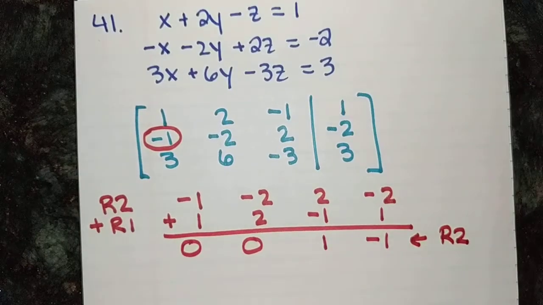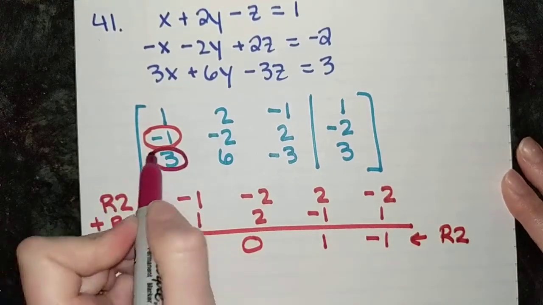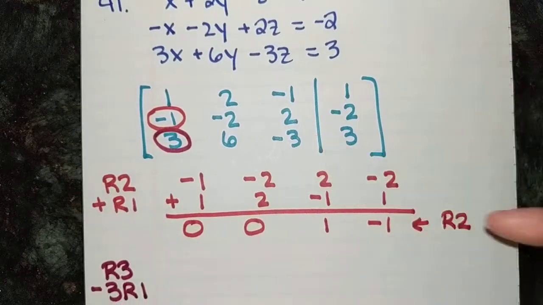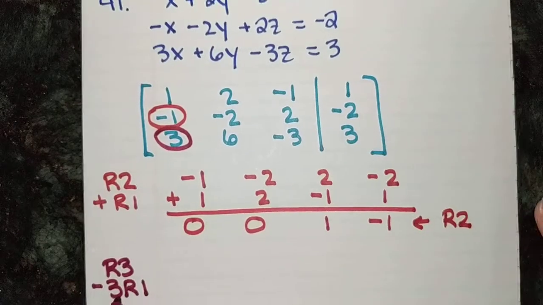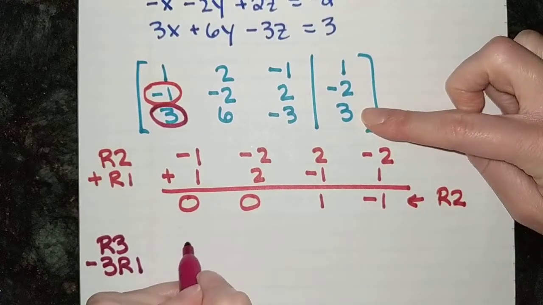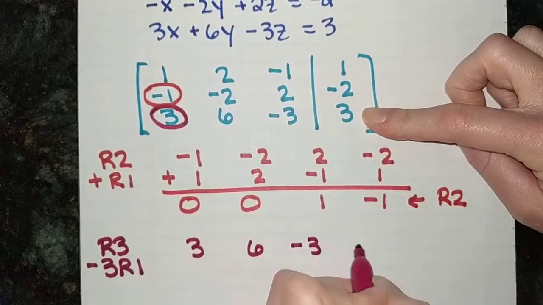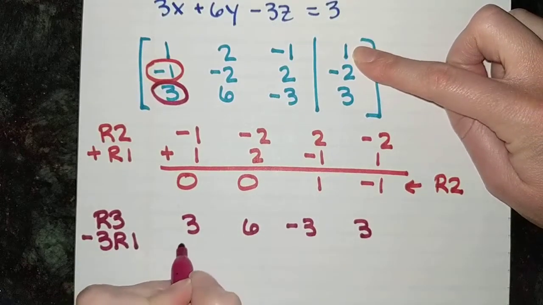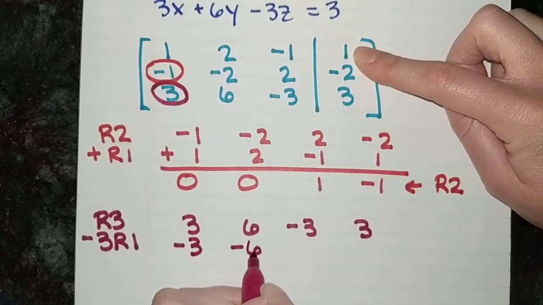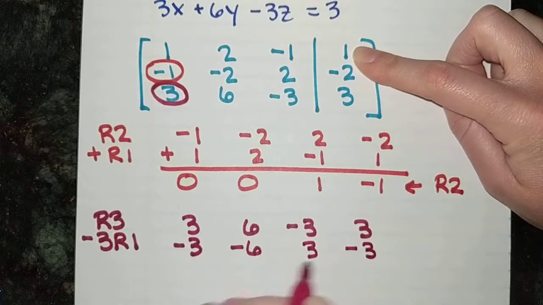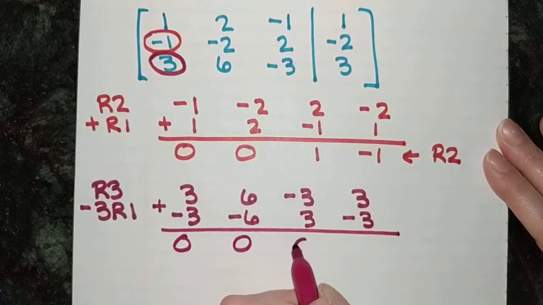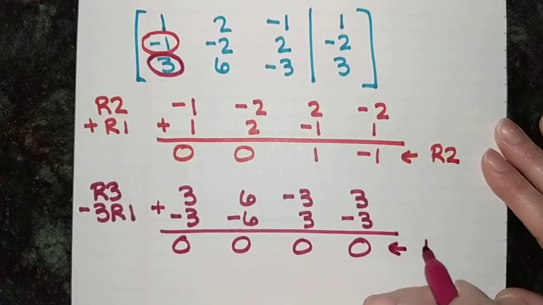Now, while we are at it, let us look at row 3, which also needs a 0. So we'll take row 3 and then minus 3 times row 1. And then that will give us a 3 minus 3, which will cross to 0. So we take our row 3, which is 3, 6, negative 3, 3, and then we multiply row 1 by negative 3. So that gives us negative 3, negative 6, positive 3, negative 3. And we add those two together to get 0, 0, 0, 0 as our new row 3.